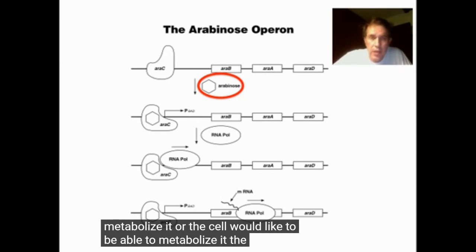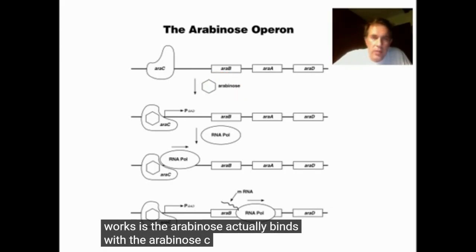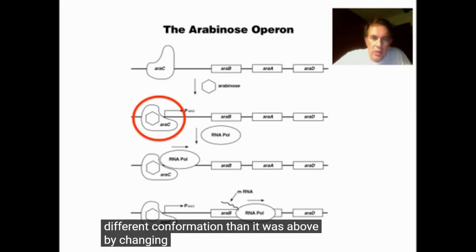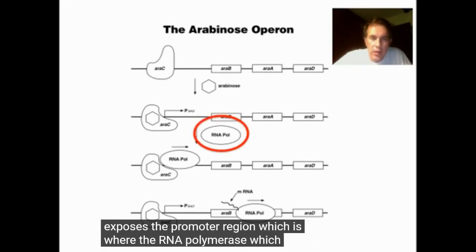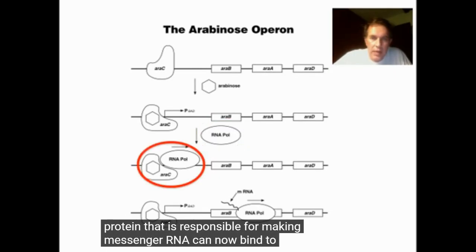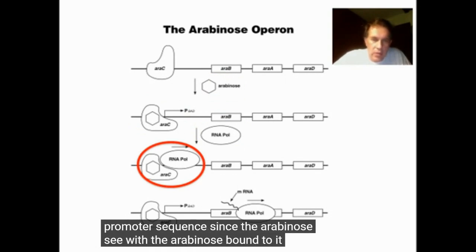The way that works is the arabinose actually binds with the arabinose C protein and changes its shape. You see here it's in a different conformation than it was above. By changing its shape, it exposes the promoter region, which is where the RNA polymerase, the protein responsible for making messenger RNA, can now bind to the promoter sequence, since the arabinose C with the arabinose bound to it has changed its shape.